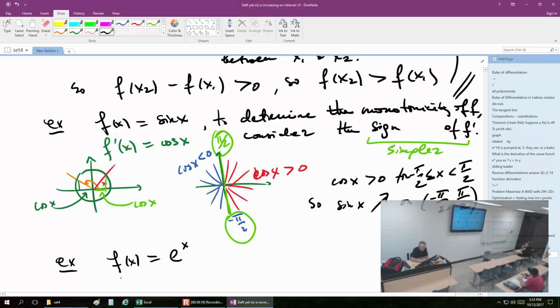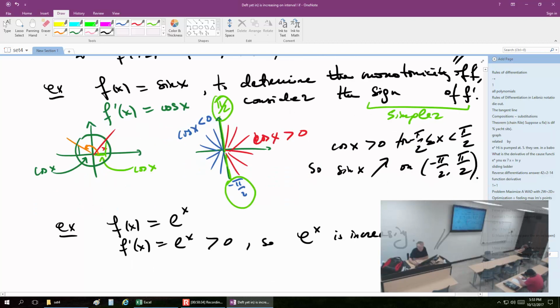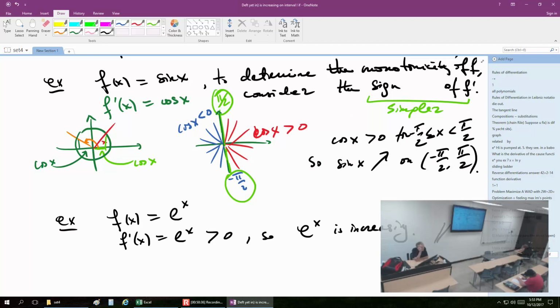Okay, so f prime of x is equal to e to the x, positive, so the exponential function is increasing. The end. That was quick. So all you need to know is the exponential function is positive. Its derivative is the function itself, so the function is increasing. And this time I do mean that it is increasing on the whole domain, between negative infinity and infinity.